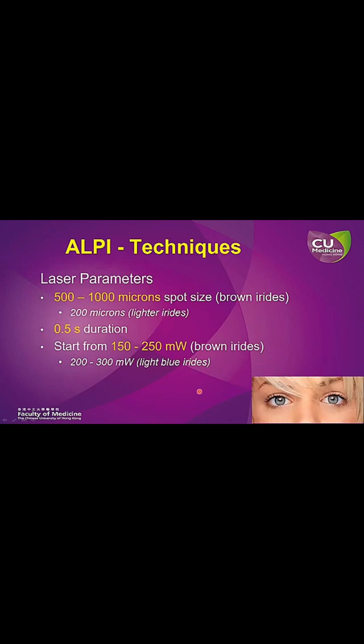In terms of laser parameters, normally you would need to use a relatively large spot size of about 500 to 1000 microns, a longer duration of about 0.5 seconds, and for brown iris, generally we start from a very low laser power of about 150 to 250 milliwatts. For lighter blue iris, you may need to start with a higher laser power.